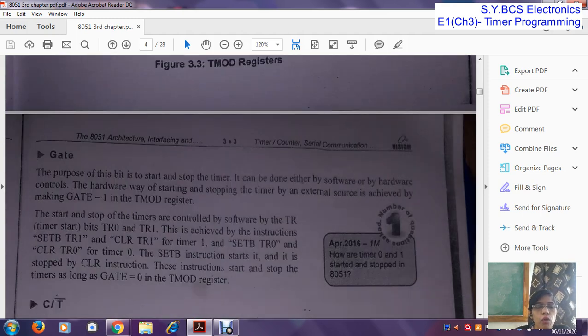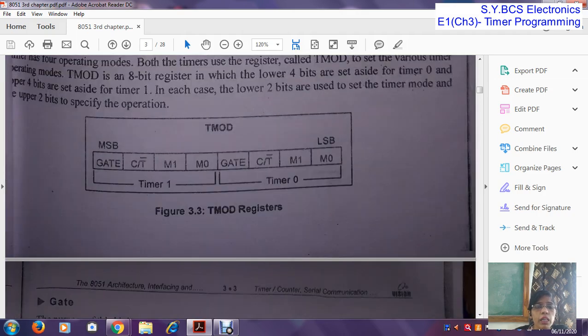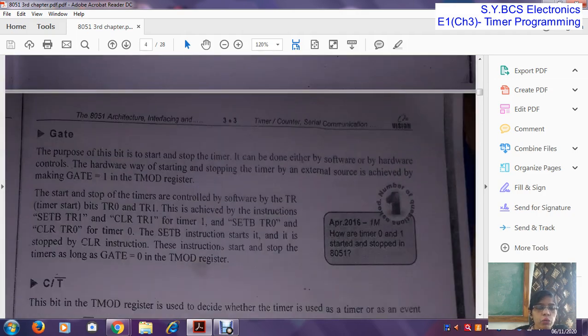The start and stop of the timer can also be controlled by software using the timer start bits TR0 and TR1. This is achieved by the instructions SETB TR1 and CLR TR1 for timer 1, and SETB TR0 and CLR TR0 for timer 0. TR means timer start bit. By using this bit, we can start and stop the timer by the software method.